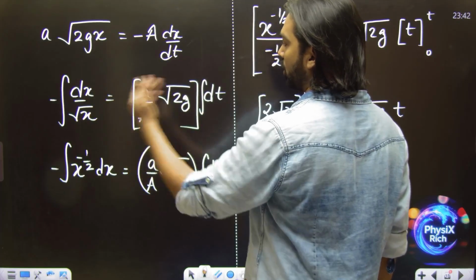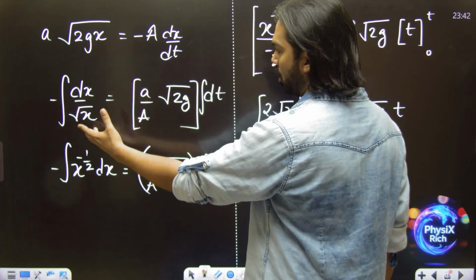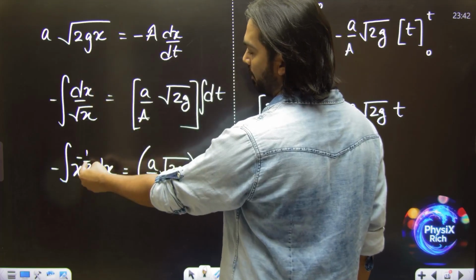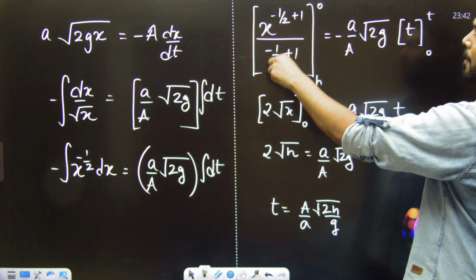And then you can do the integration. And in order to do the integration, we will apply the simple rule of algebraic integrations. 1 upon root x becomes x raised to power minus 1/2, whose integration will be x raised to power minus 1/2 plus 1 upon minus 1/2 plus 1.